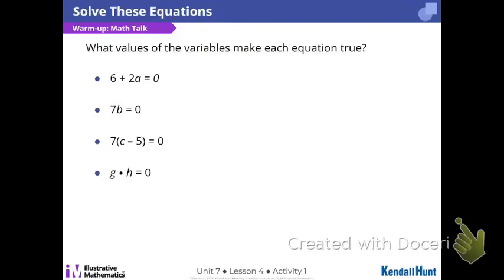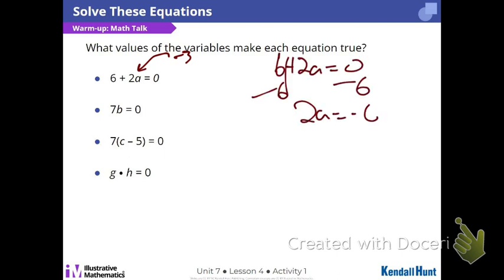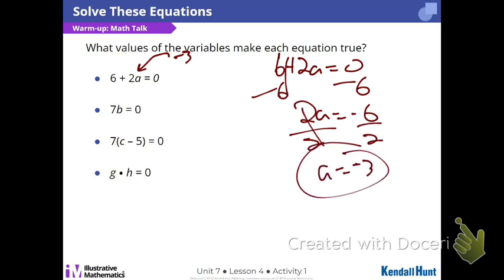All right, so to make this true, A would need to be -3. I really liked how I saw some people do something like this: 2A equals -6, divided by 2. I saw that on some of the boards today. That's good. Okay.